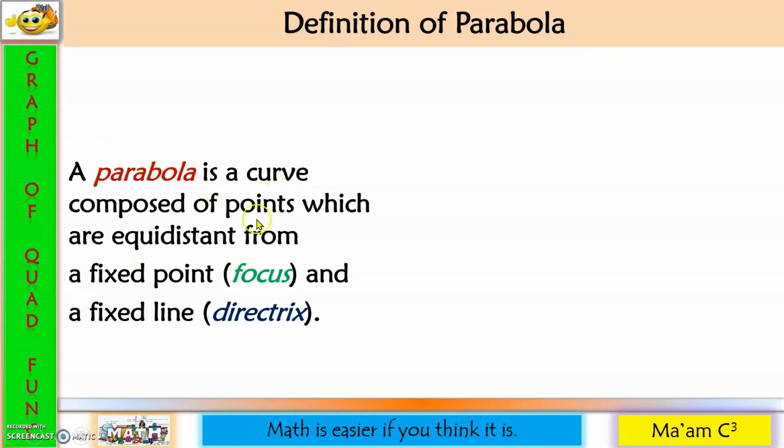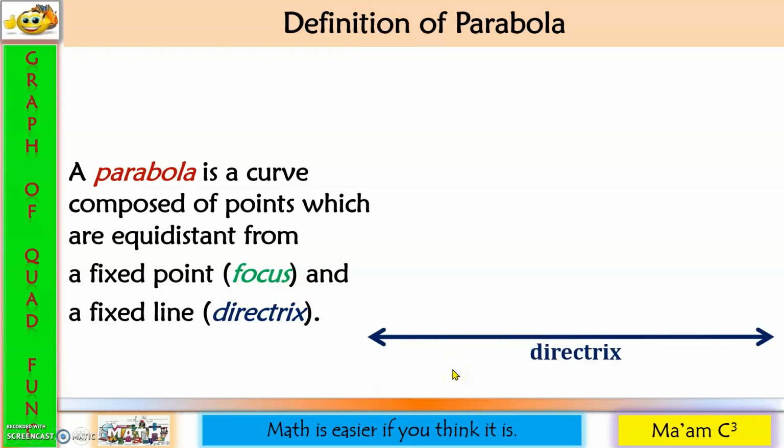It is a curve composed of points which are equidistant from a fixed point called the focus and a fixed line called the directrix. So now I'm going to draw a line. This will be the directrix and the point which is the focus. Now I'm going to draw a line from the focus perpendicular to the directrix, and I'm going to get the midpoint. I'll create another point in such a way that the distance from this point perpendicular to the directrix is the same as the distance from this point to the focus.